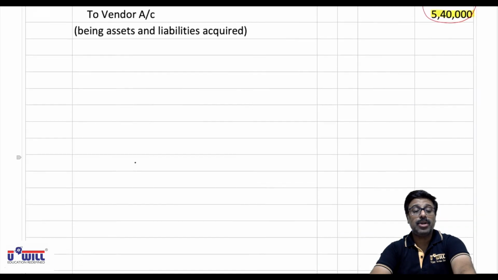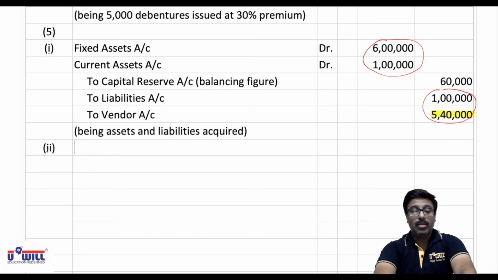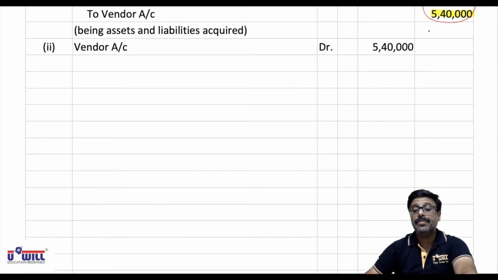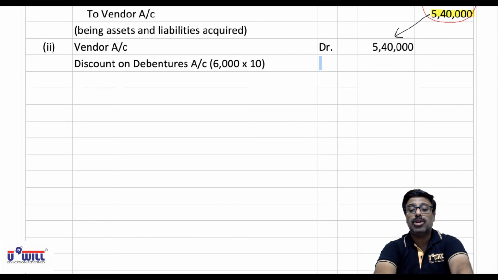What second entry will be passed for 6,000 debentures? Understand it. Vendor is the receiver, debit the receiver. So vendor account debit with the full amount, that is 5,40,000. Amount payable to the vendor was 5,40,000. Same amount we will debit. Now, here we are issuing the debentures at discount. So discount is our loss, debit all expenses and losses. So discount on debentures account debit. Now 6,000 debentures we are issuing, and 10% means 10 rupees is discount on 100 face value, 10% of 100 is 10 rupees. 60,000 is the amount of debentures discount.